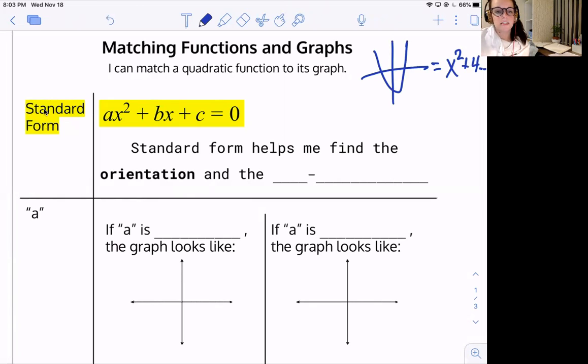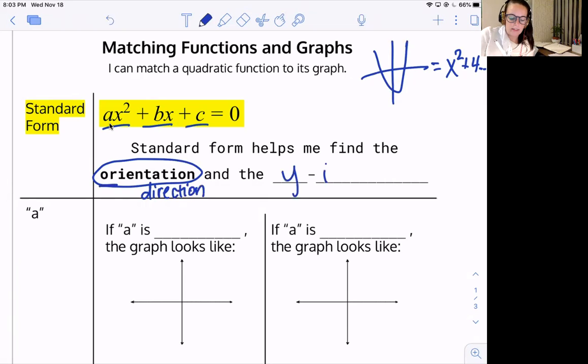The first one is standard form, and we've been working a lot with this. This is when you have ax squared plus bx plus c. The standard form helps me to find the orientation, which means direction, and the y-intercept. Right, so it helps me to see where the y-axis is.